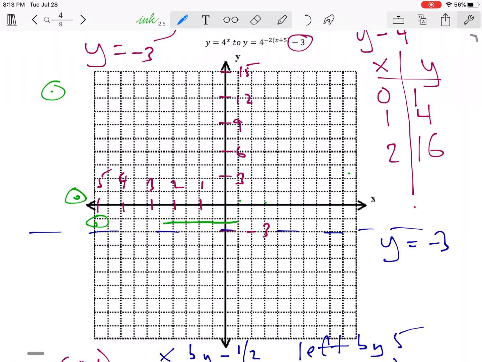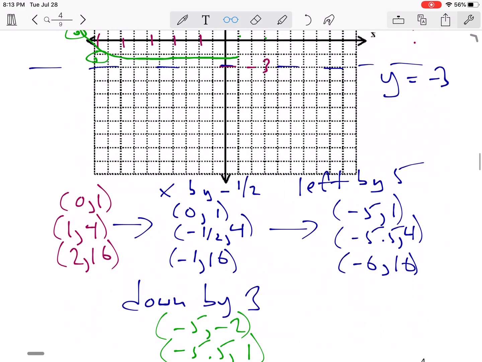But remember, what a vertical asymptote means is that you're close to it. Okay, so there's your rough sketch of your transformed graph. Now, we talked about the horizontal asymptote, the domain and range.